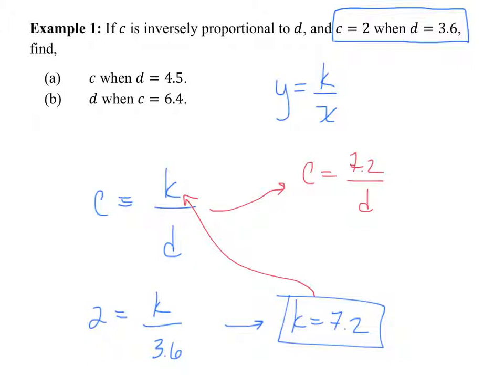What do I do if I plug in? Good. So 7.2 divided by 4.5. Yeah. Okay. And you'll get 1.6. Okay. And then what's the other one? 6.4. So how are you getting C by itself? You're going to flip-flop the 6.4 and the C, right? There we go.